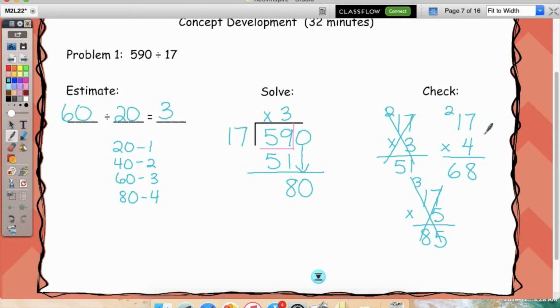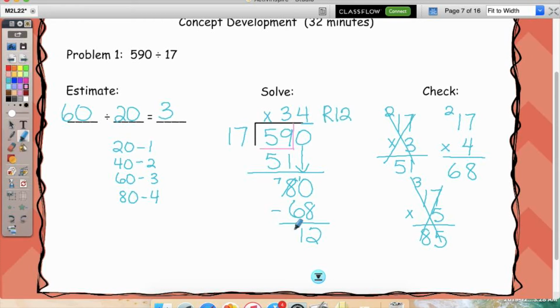So where does the 4 go now? On top of the number I brought down, on top of the 0. What goes below the 80? Valeria, what goes below the 80? 68. There's regrouping. Is 12 less than 17? Yeah. Okay.